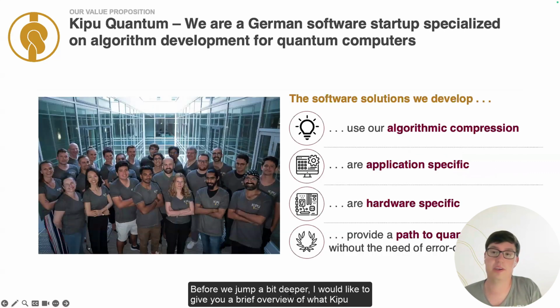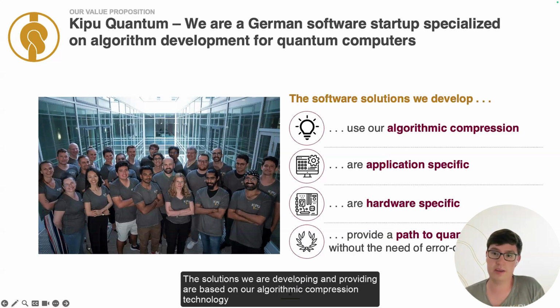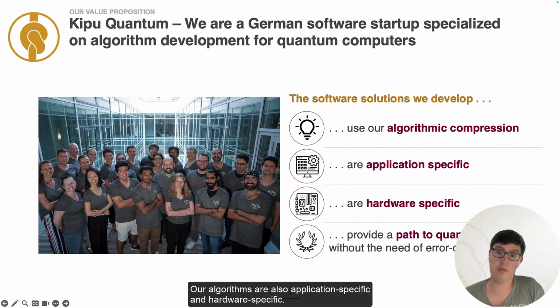Before we jump a bit deeper, I would like to give you a brief overview of what Kipu is actually doing. Kipu is a German-based software startup that develops algorithms for quantum computers. The solutions we are developing and providing are based on our algorithmic compression technology that is based on counterdiabatic terms. Our algorithms are also application-specific and hardware-specific. With these 3 ingredients, we are very confident that we can provide a path towards quantum advantage without the strict need of error correction.